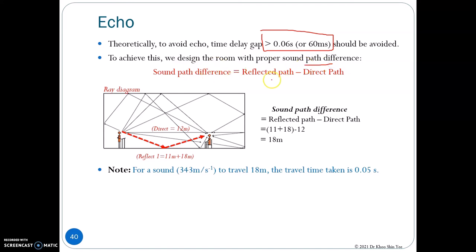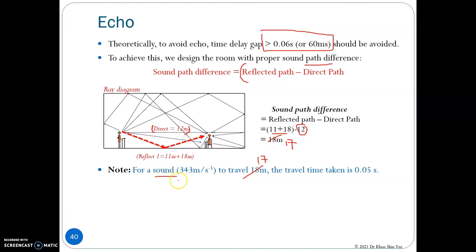So this is the formula where we take the reflected path here minus the direct path here. So in this case, 12 meters is the direct path. We can substitute inside the formula, and the reflected path is 11 plus 18. Together you have 29. 29 minus 12, you should obtain 17 meters. Please correct the typo here.